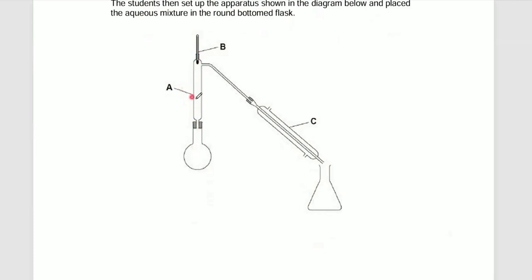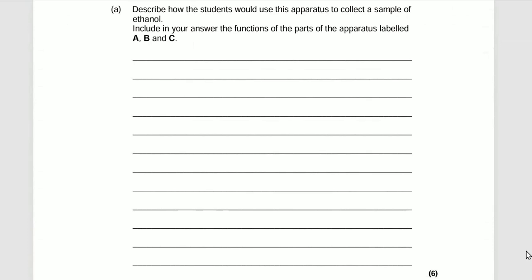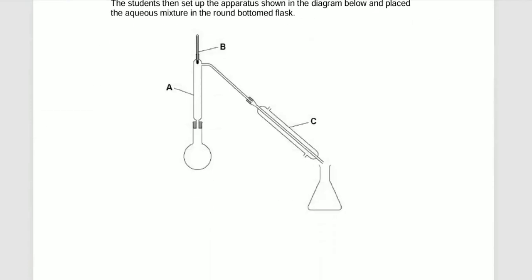And let's get on and look at the question. Hopefully you can identify those in your head, what A, B, and C are. There we go. Describe how the students would use this apparatus to collect a sample of ethanol. Include in your answer the functions of the parts of the apparatus. So I'm going to write my answer up here. So we need to include the name of A, B, and C.